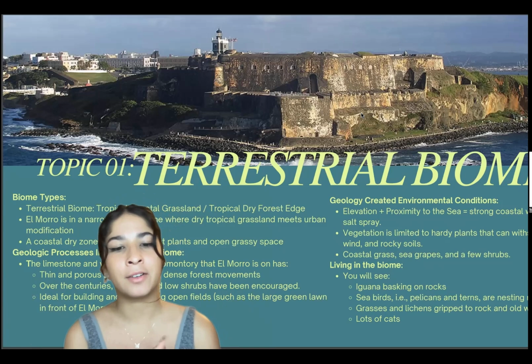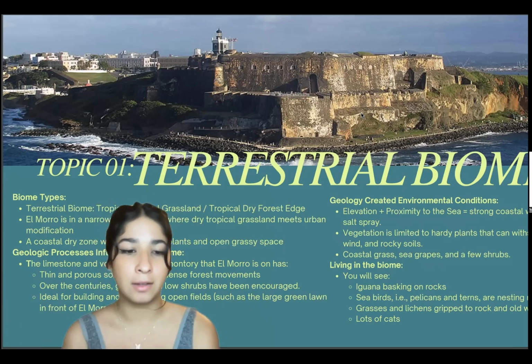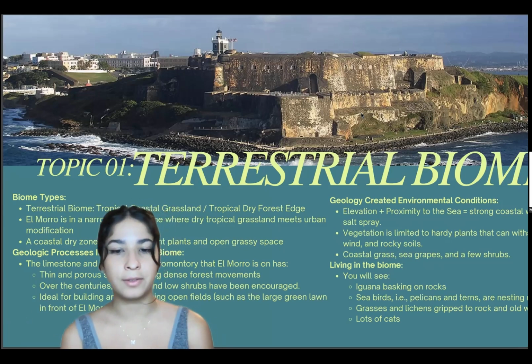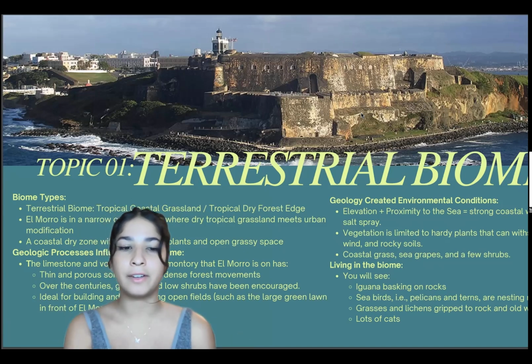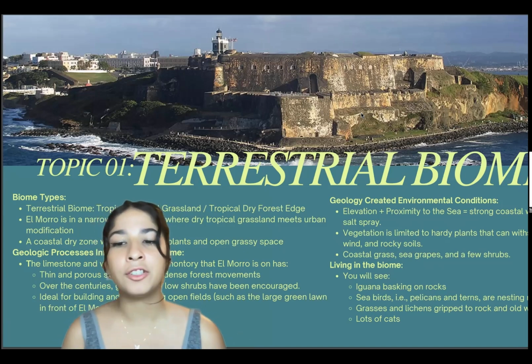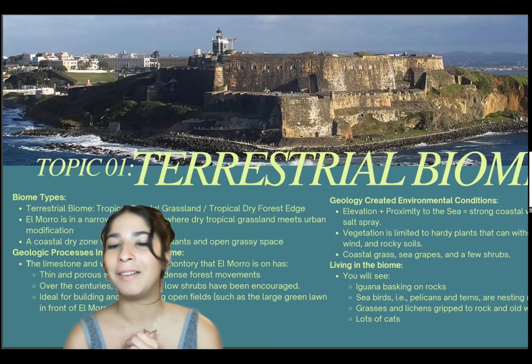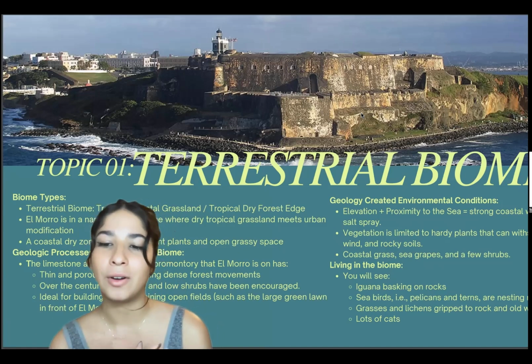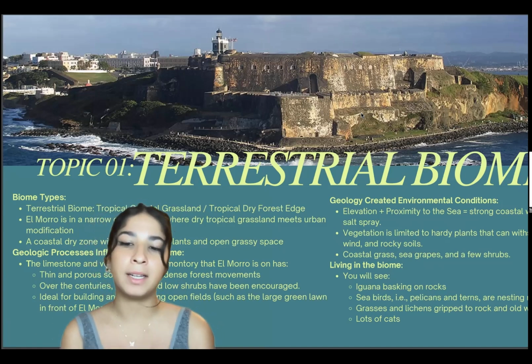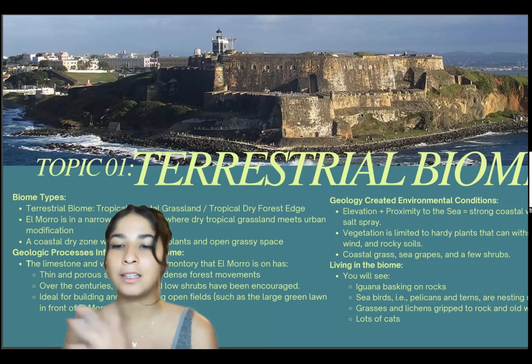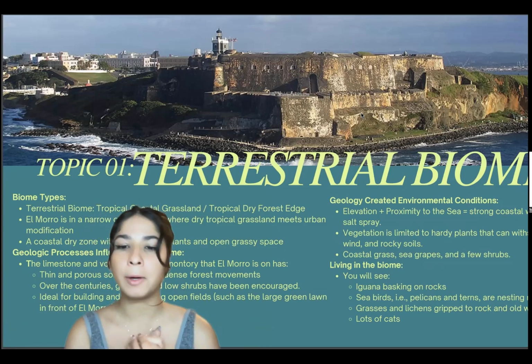The limestone and volcanic rock promontory that El Morro is on has thin and porous soils, which limits dense forest growth. Over the centuries, grasses and low shrubs have been encouraged, ideal for building and maintaining open fields. That is the green lawn that you can see in the very back. The elevation and proximity to the sea equals strong coastal wind and salt spray. Vegetation is limited to hardy plants that can withstand wind and rocky soils: coastal grass, sea grapes, and a few shrubs, like I mentioned before.